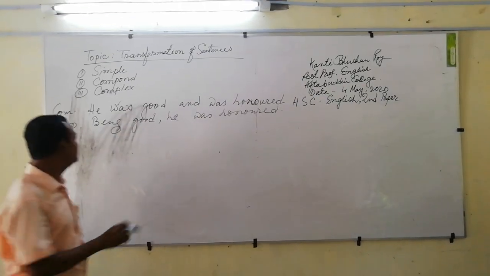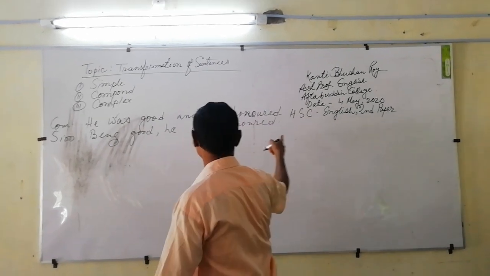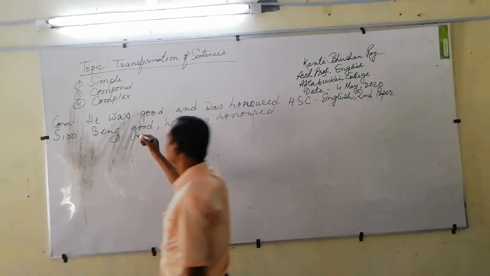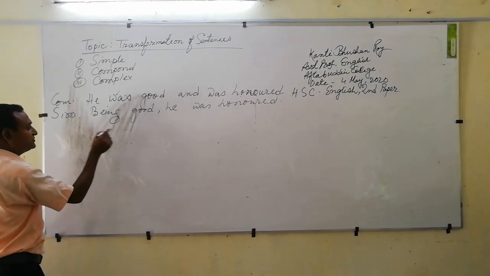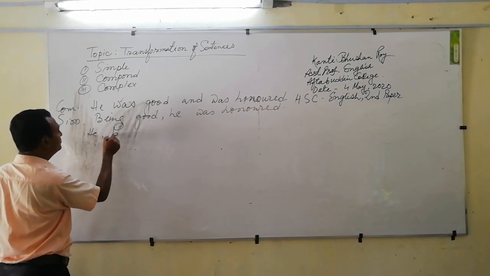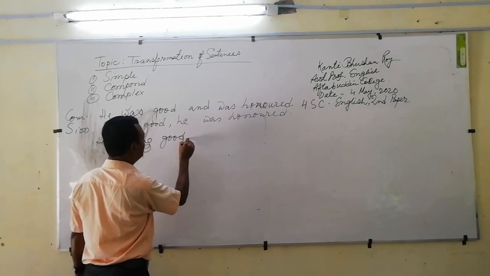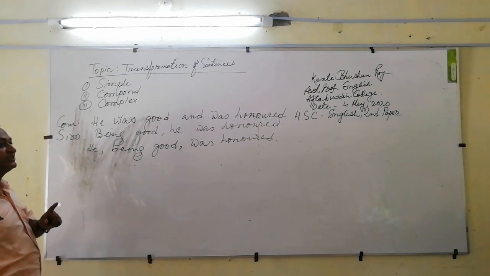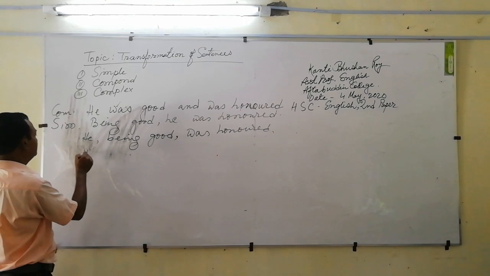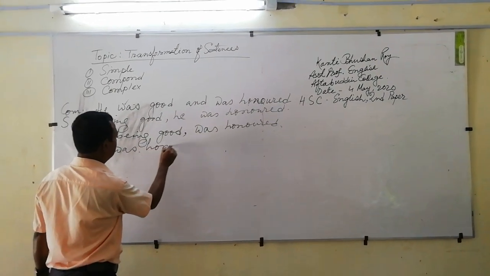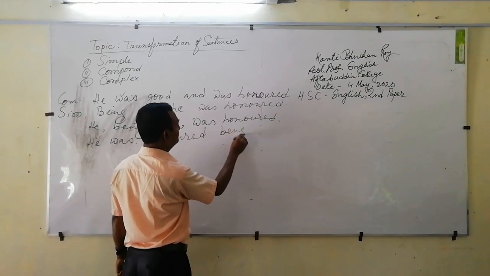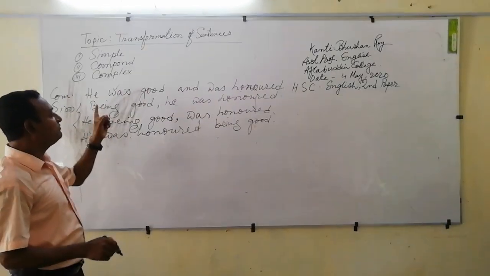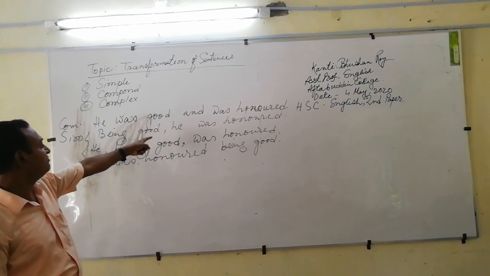As I have mentioned in the previous examples, this simple sentence can be used by using two commas or without comma. How? Using two commas, he, comma, being good, comma, was honored. And without using any comma, he was honored being good. He was honored being good. These are the examples of the same simple sentence, only having the variation of punctuation.